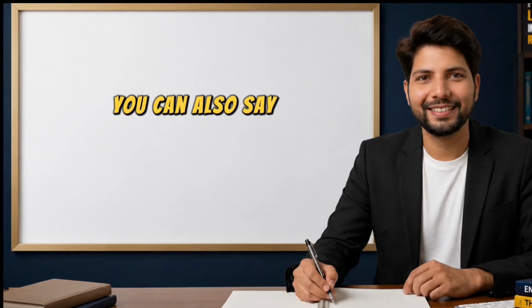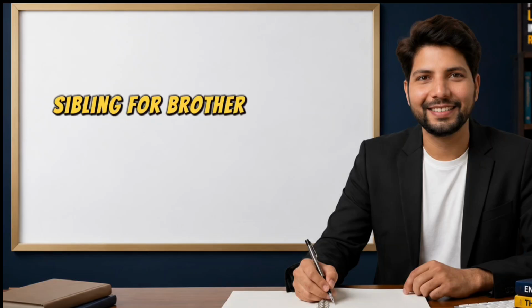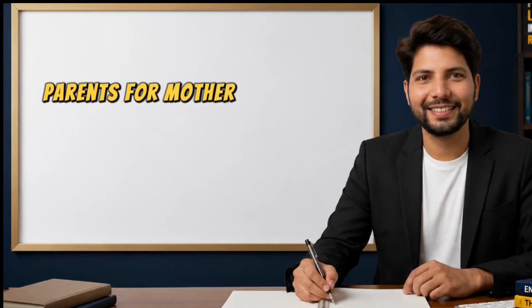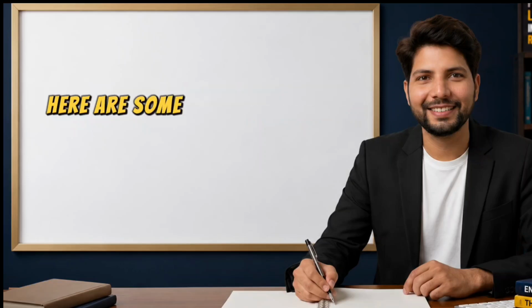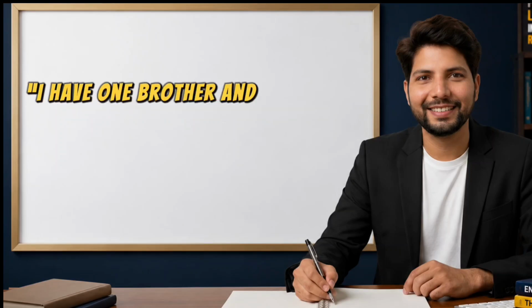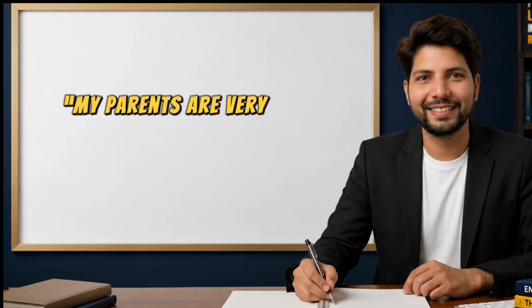You can also say dad instead of father, mom or mother, sibling for brother or sister, parents for mother and father together. Here are some simple examples. My father works in a bank. My mother is a teacher. I have one brother and one sister. My parents are very kind.